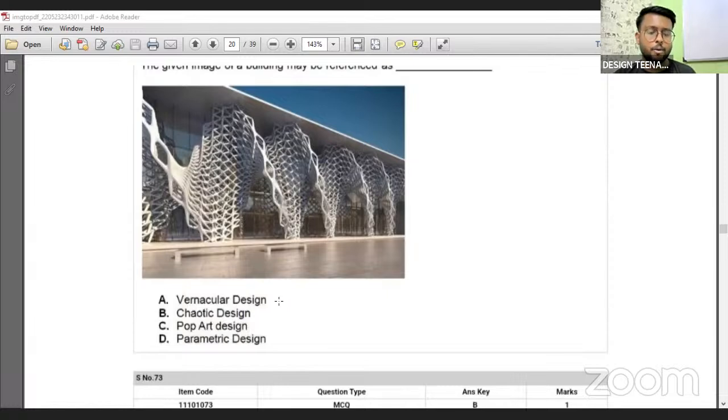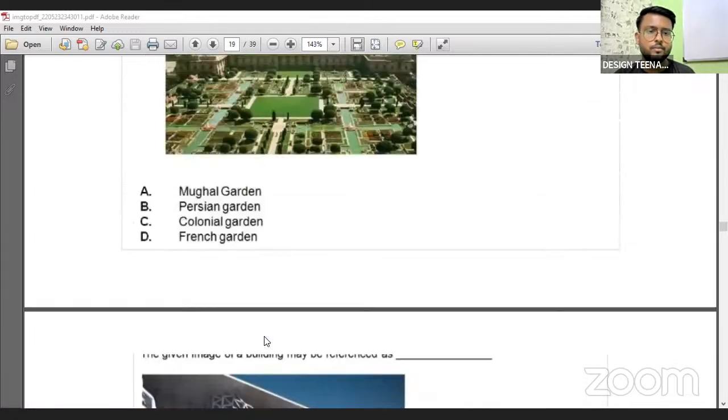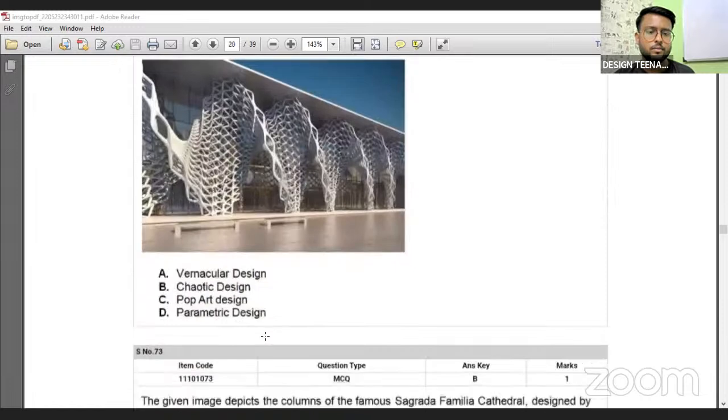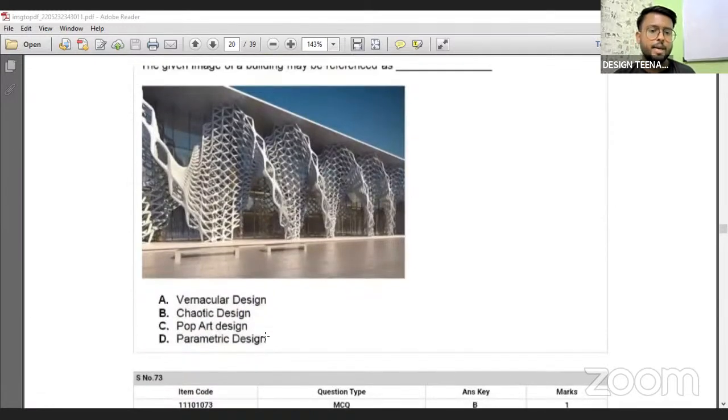Can vernacular be an option? Yes or no? No. Vernacular cannot be an option. We have just seen this morning what kinds of structures are related to vernacular architecture. It's like the architecture in olden days, structures which are the traditional architecture of any place. Traditional architecture, absolutely. So vernacular, not. Chaotic, pop art, parametric: which one can it be?